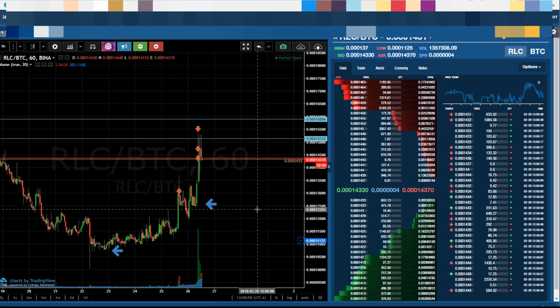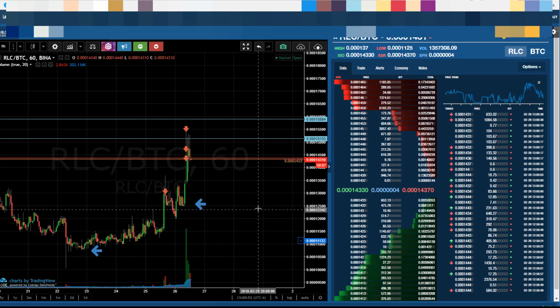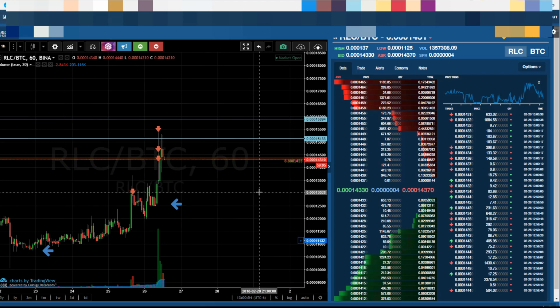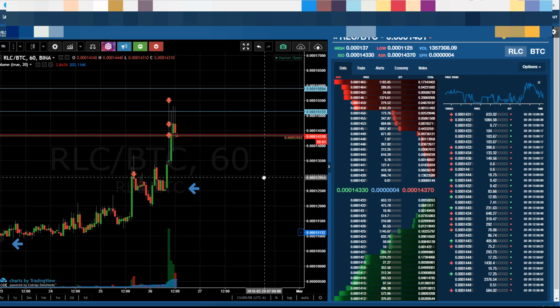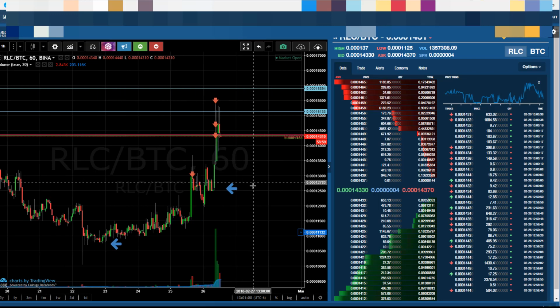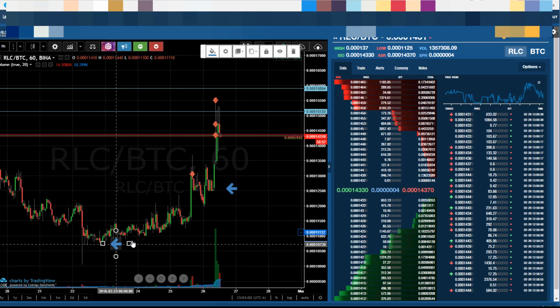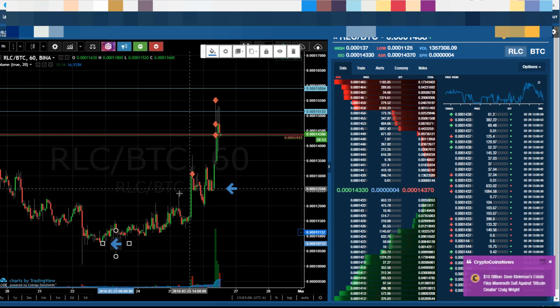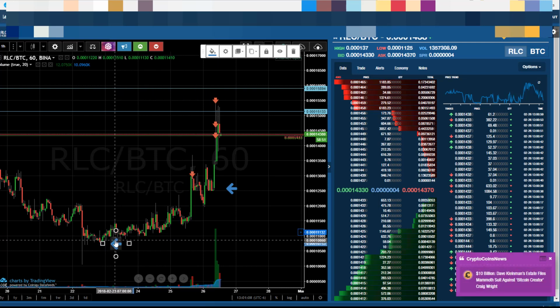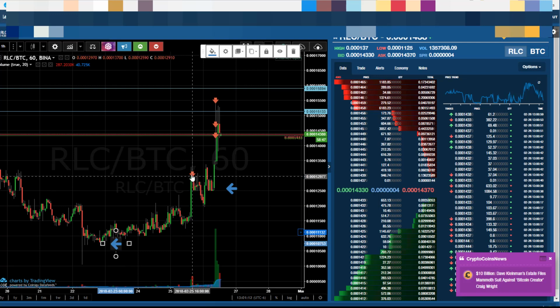So here's an example of why this would be a downside. Let me scroll in so we can make this a little bit bigger. Now we're looking at RLC, right? With RLC, we entered a position here. And for some reason, Coinergy doesn't show the entries. I don't know why, but it shows the exits. It's really annoying. But here, for instance, we entered a trade, and then our exit was here, okay?